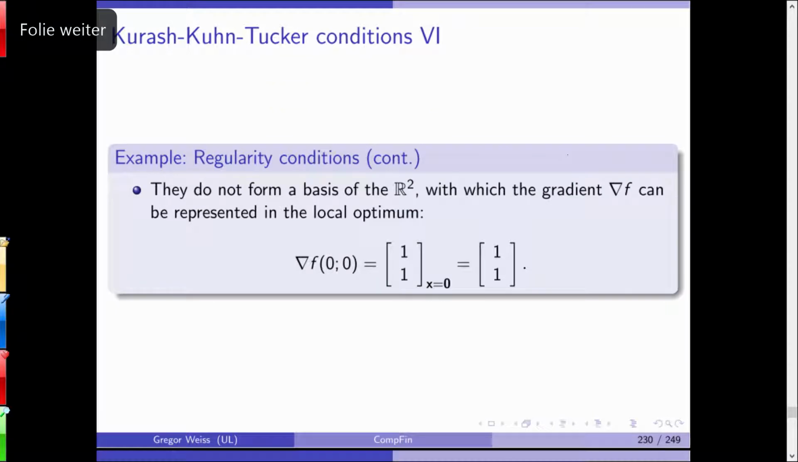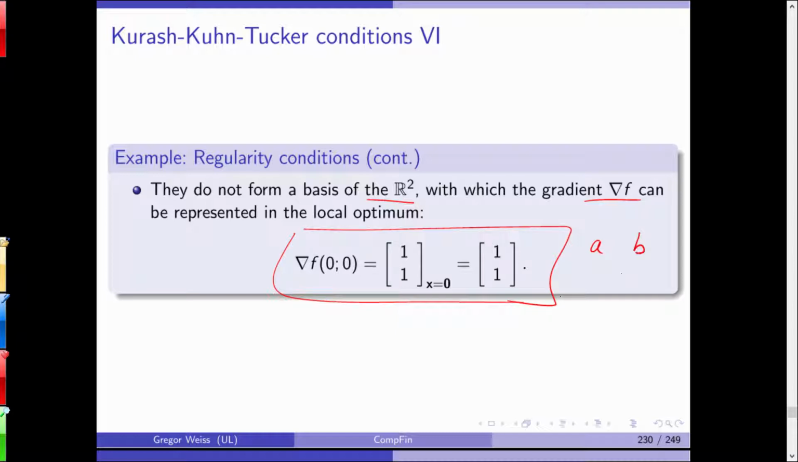Okay. So they do not form a basis of the R2 with which the gradient of f can be represented, and we would need two vectors, a and b, so that a times lambda plus b times gamma have to equal (1, 1), and with (1, 0) and (1, 0), this doesn't work. Okay.